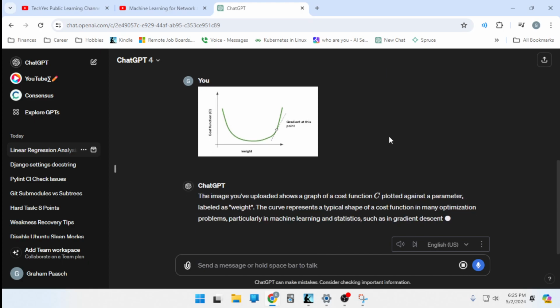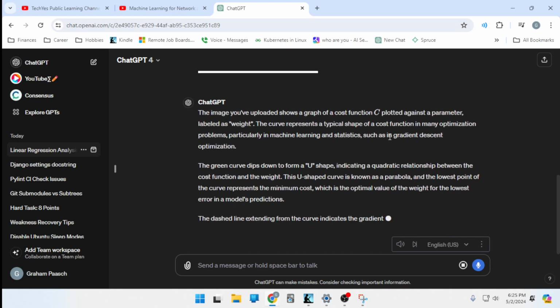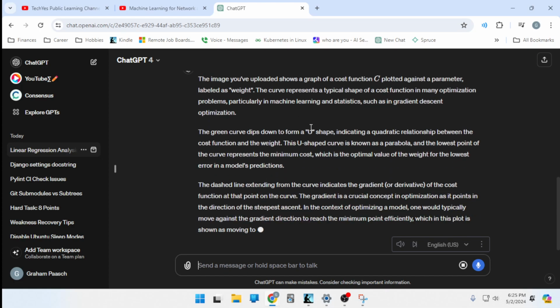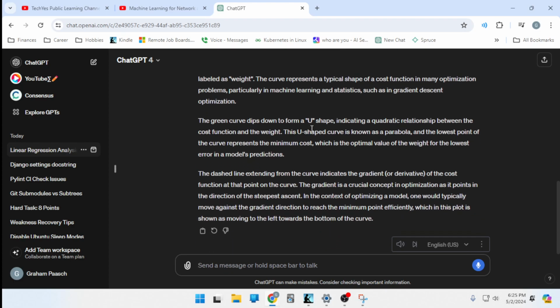The image you've uploaded shows a graph of a cost function C plotted against a parameter labeled as weight. The curve represents a typical shape of a cost function in many optimization problems, particularly in machine learning and statistics, such as in gradient descent optimization. The green curve dips down to form a U shape, indicating a quadratic relationship between the cost function and weight. This U-shaped curve is known as a parabola, and the lowest point of the curve represents the minimum cost, which is the optimal value of the weight for the lowest error in the model's predictions.